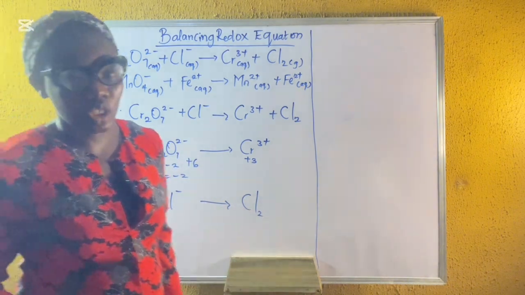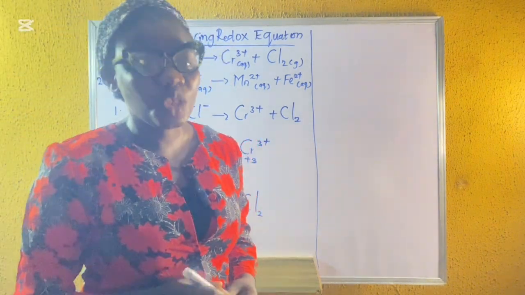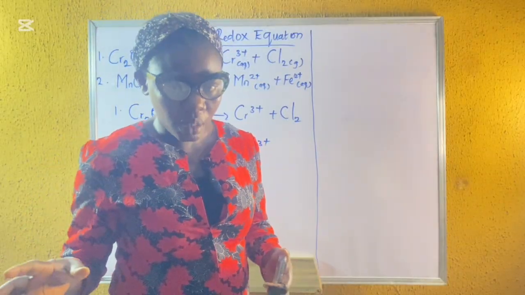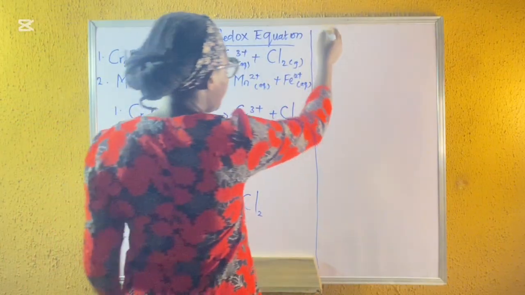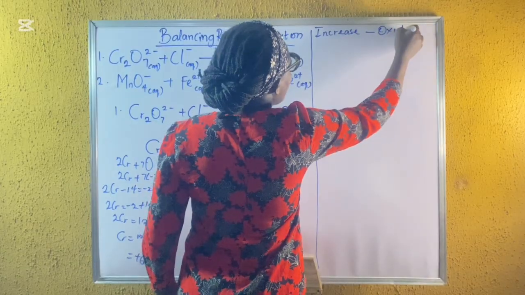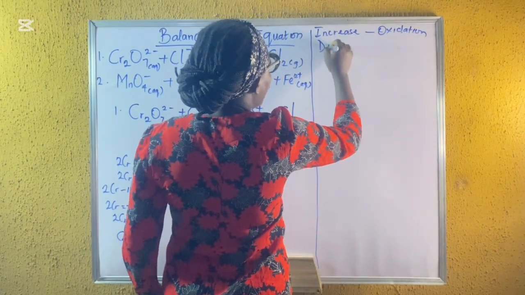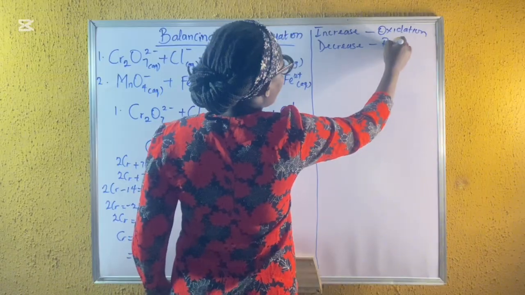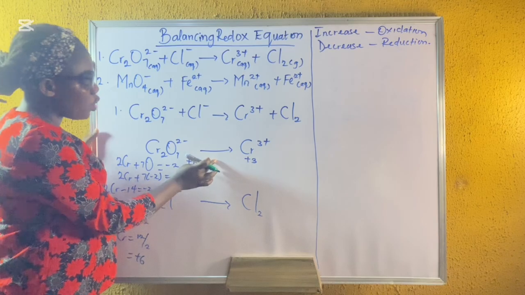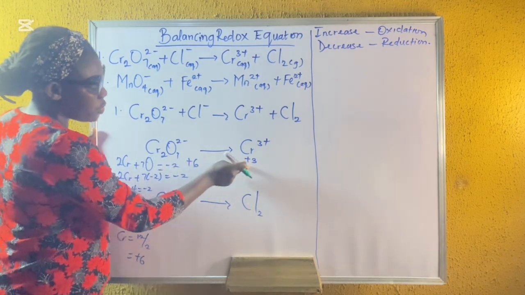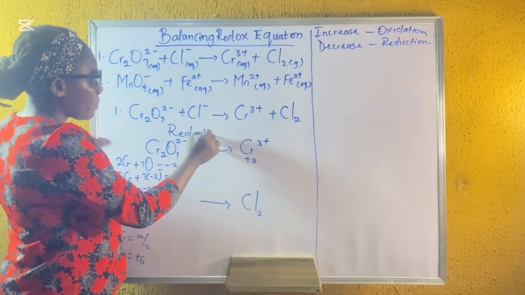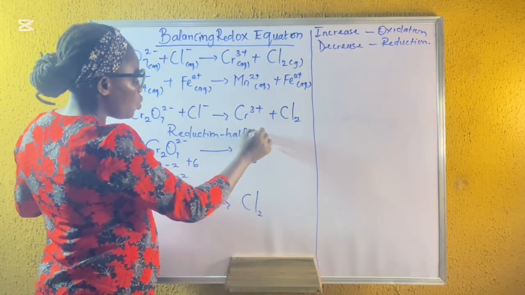When there is a reduction in the oxidation number, that is reduction. And when there is an increase in the oxidation number, that is oxidation. Please note that an increase in oxidation number is oxidation, and a decrease in oxidation number is reduction. So that tells me that in this half equation there is a decrease in oxidation number, so this is the reduction half equation.